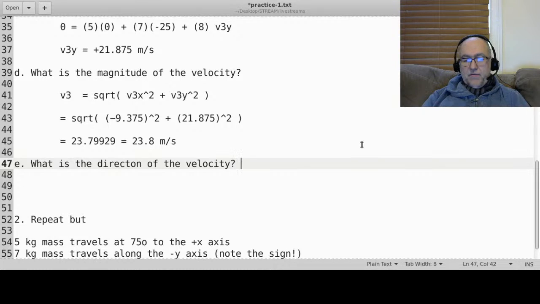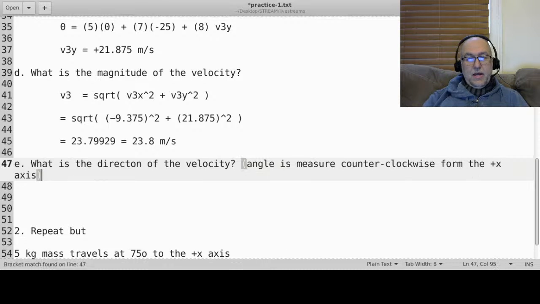And in the absence of any other information, it's always measured counter angle. I should say it this way: the angle is measured counterclockwise from the positive x-axis. Okay, not from. There we go.